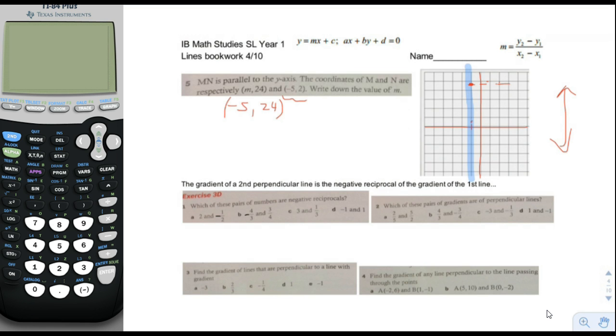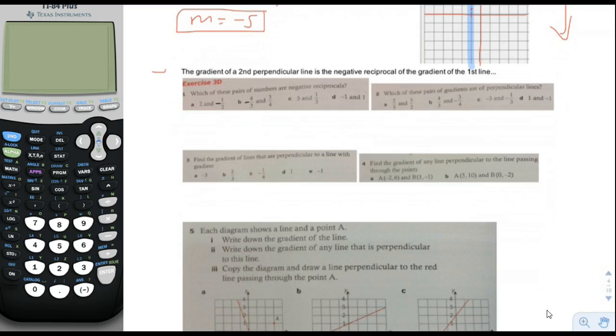And the value of M is -5. Okay? So you notice that if a line is parallel to the y-axis, then it does have the same x-coordinate for all of its points. Here, just reminding you, the gradient of a perpendicular line is the negative reciprocal of the original line, and we've discovered that in our investigation.